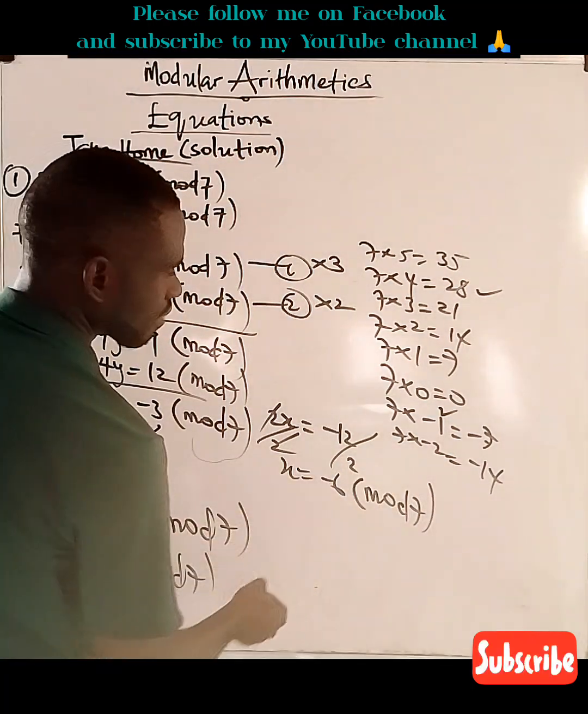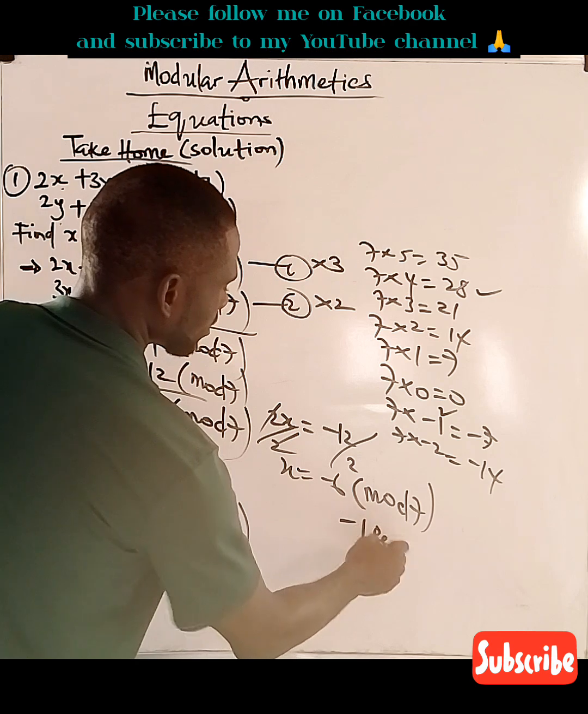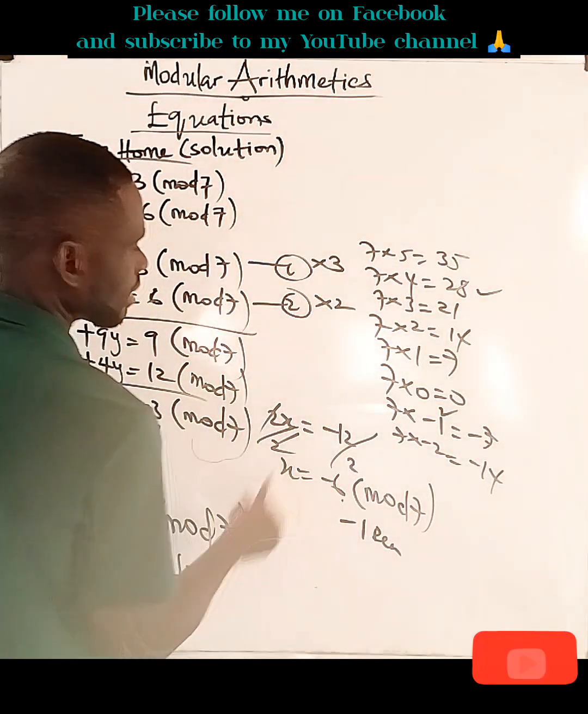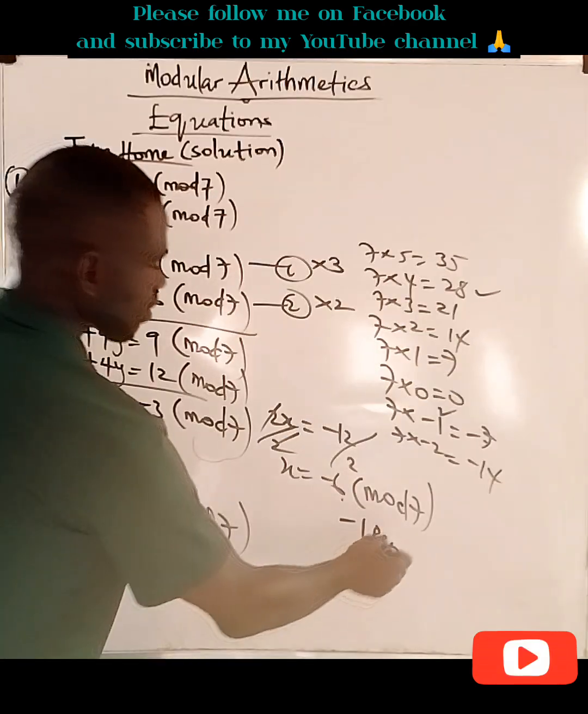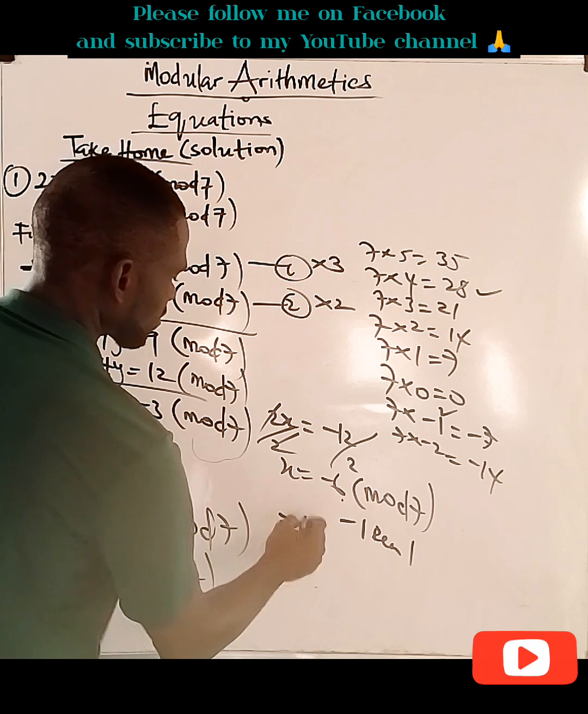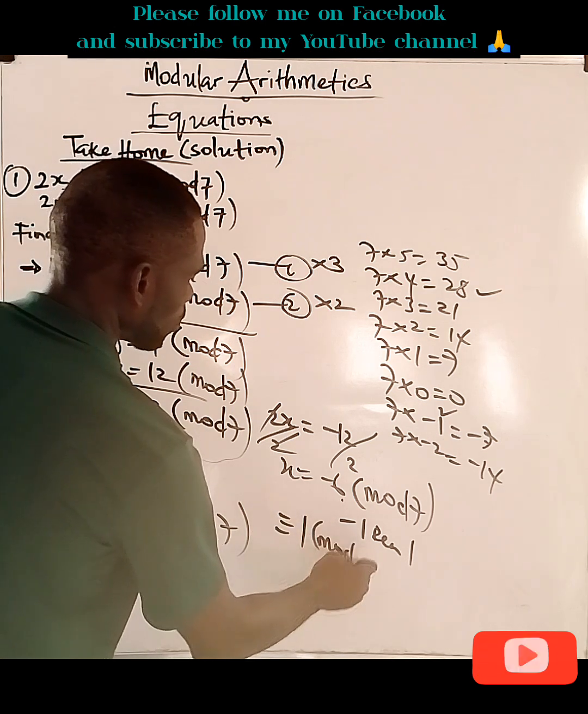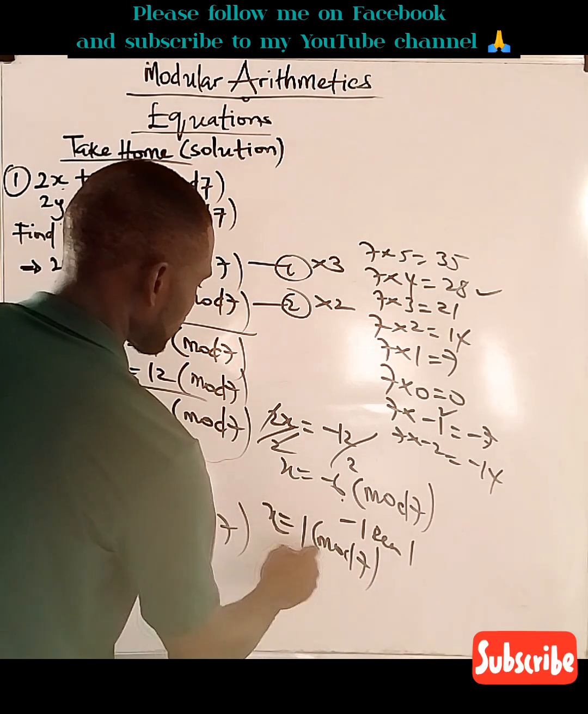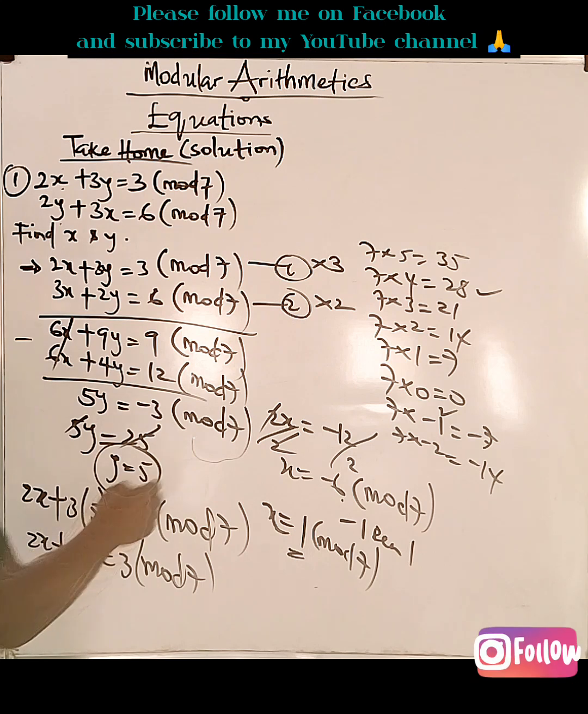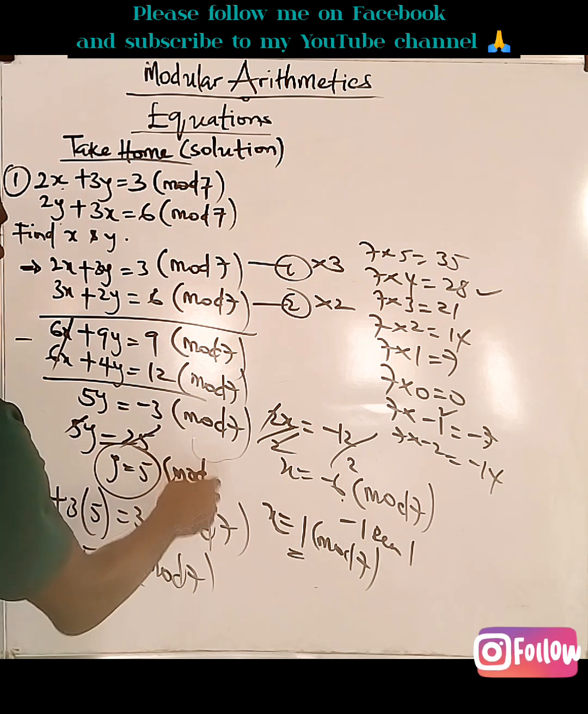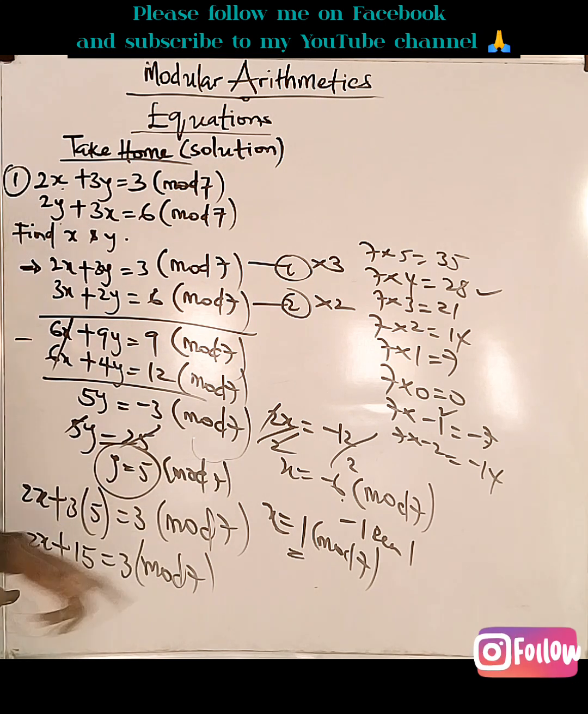So what do we have? That's minus 1, remainder. What are we looking for? We're looking for minus 6. Minus 6 minus minus 7 will give us 1. So this is 1 modulo 7. So the value of x is 1. The value of y, I beg your pardon, is 5 modulo 7. So x is 1, y is 5. As simple as ABC.